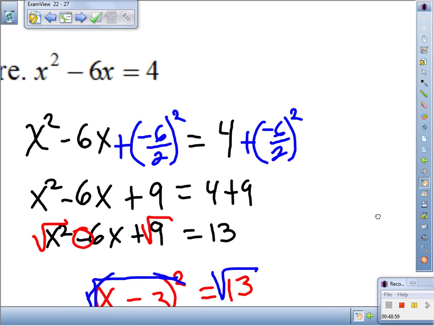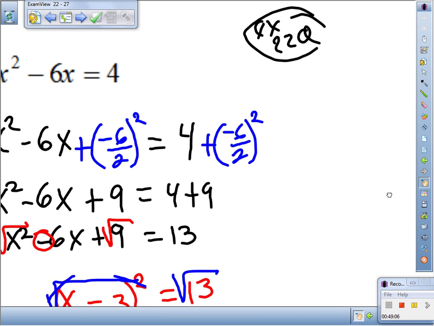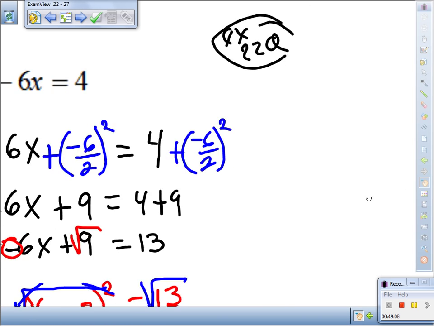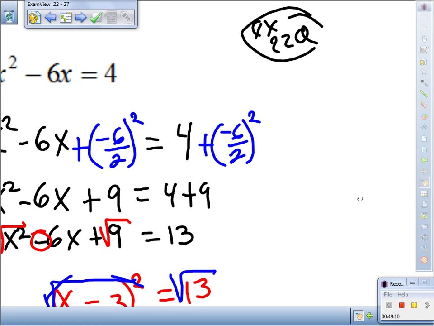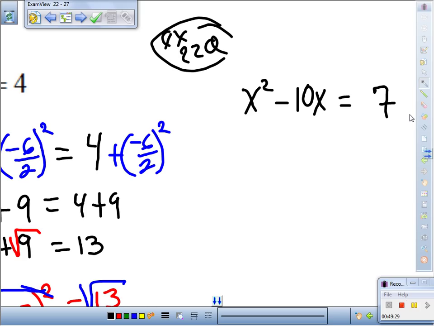On the side, I want you to write example 22Q. Yeah, you can do it on the scratch paper if you want. Here we go. Write this down. X squared minus, give me a number, minus 10x equals, no, give me a number. Too late, 7.